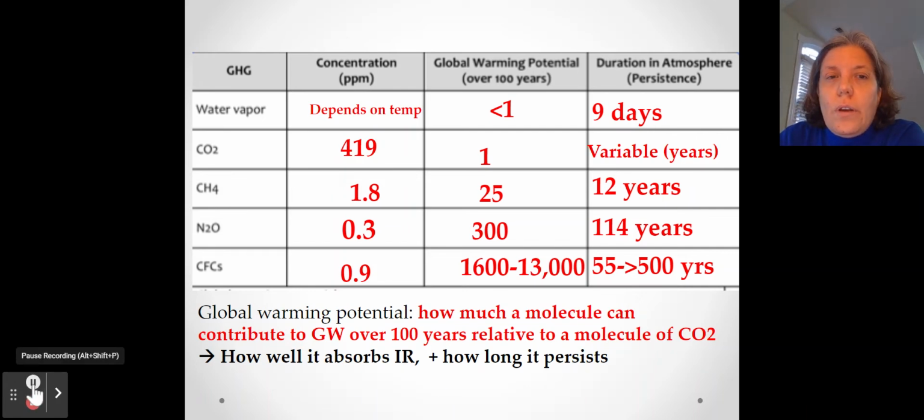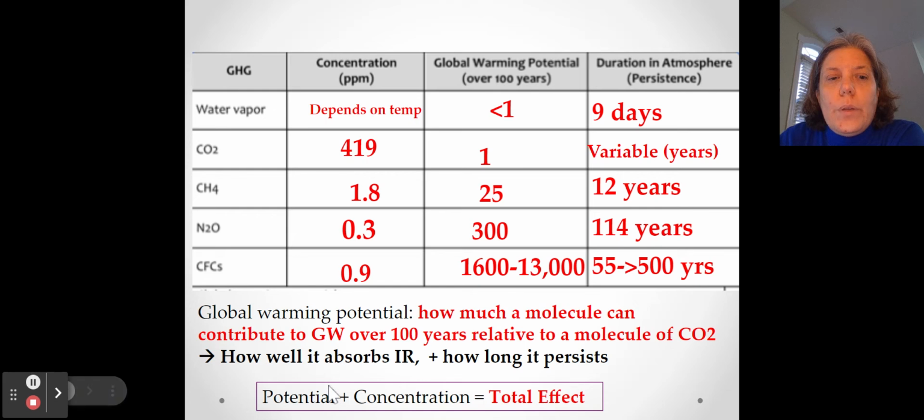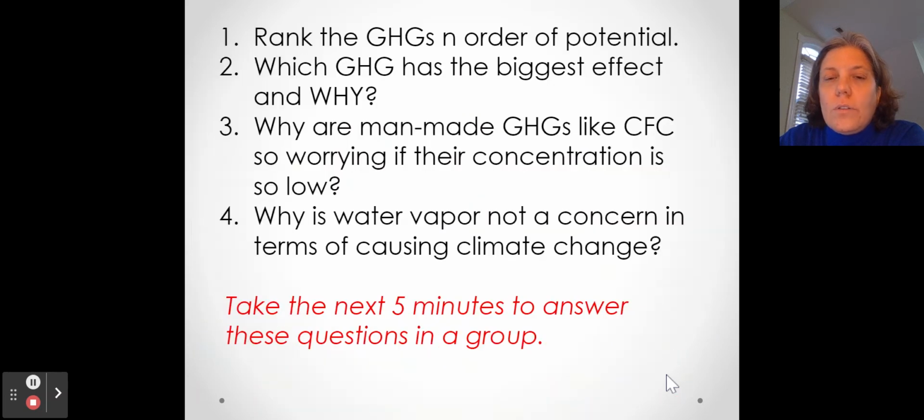So take a look at this chart here. I want you to compare all these numbers. How much of these gases are in the atmosphere right now? What is their potential for warming? How long do they last in the atmosphere? All of those things have to be taken into consideration to figure out how much we're worried about each of these different gases. So the potential warming plus the concentration of them is going to equal the total effect that they would have on us in the long term.